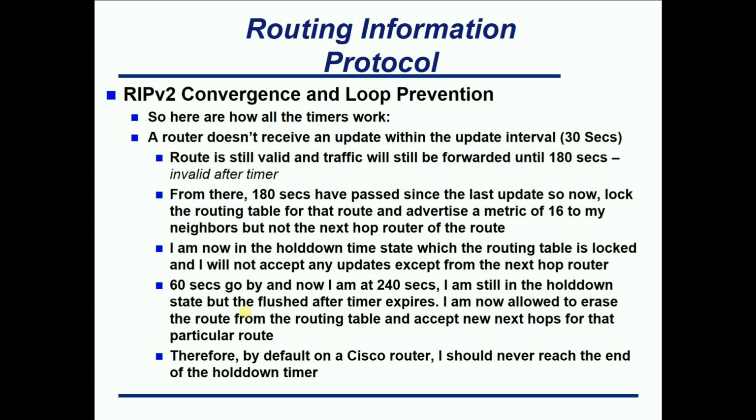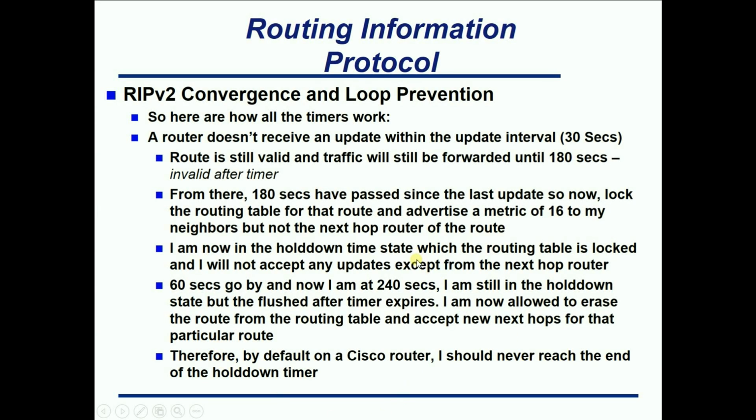All right. So here's how it works. A router doesn't receive an update within the update interval of 30 seconds. The route is still valid and traffic will still be forwarded until 180 seconds pass, because that's the whole invalid after timer. From there, 180 seconds have passed since the last update, so now lock the routing table. Advertise the metric of 16, tell my neighbors not to use me. This is where we are in the hold down state.